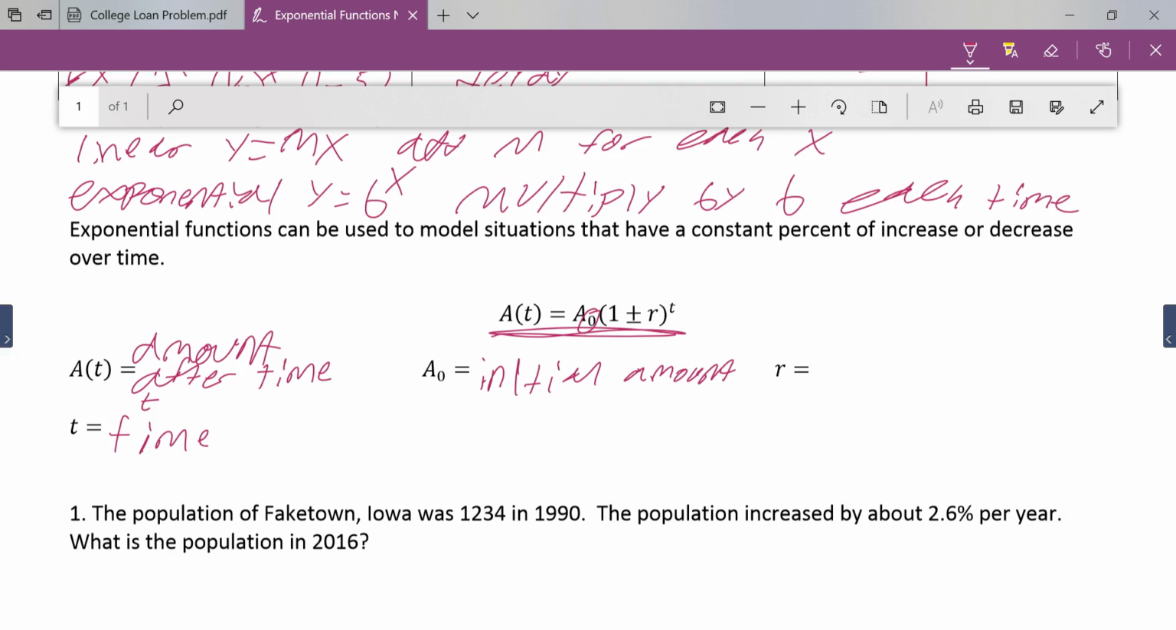And then our r is just, if it's plus, our rate of growth, or our growth rate. And if it's minus, then it's a decay rate, right? Because if it's minus, then we get a number that's less than 1 here. And so we have a decay happening.